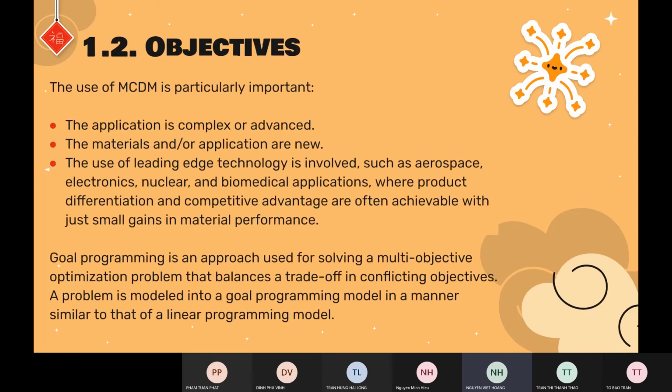Then our objective: the use of MCDM is particularly important when the application is complex or advanced, and materials and applications are new. The use of leading edge technology is involved in areas such as aerospace, electronic, nuclear, and biomedical applications, where product differentiation and competitive advantage are often achieved with just small gains in material performance. Goal programming is an approach used for solving multi-objective optimization problems, balancing trade-offs in conflicting objectives. A problem is modeled into a goal programming model in a manner similar to a linear programming model.